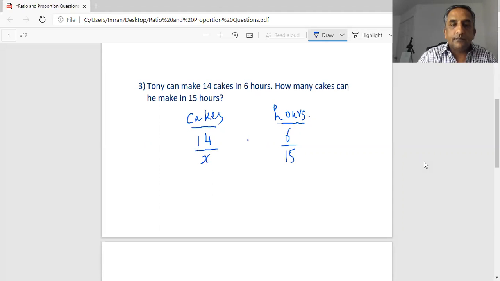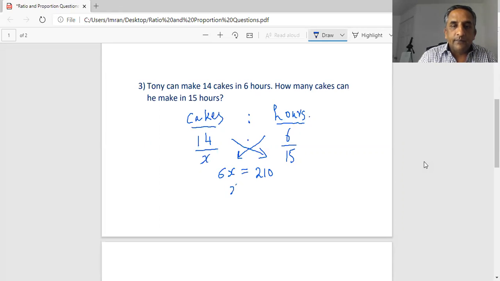So now, as you can see, obviously there is a ratio. So we can multiply them. We have to find the value of X, so we can cross multiply them. If we times 6 with X, it becomes 6X. Remember, we have to find X because that is the unknown. That is the thing which we have to find out. Then 14 times 15, we are cross multiplying them, so 14 times 15 is 210.